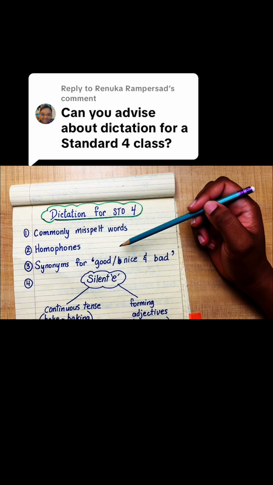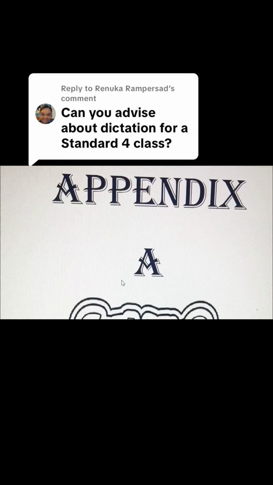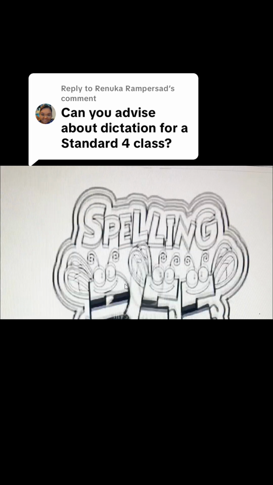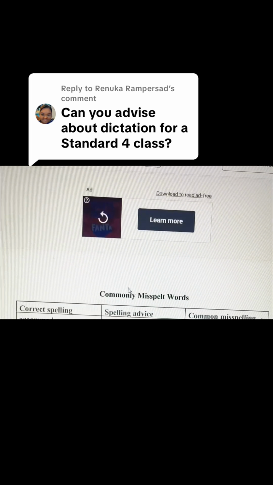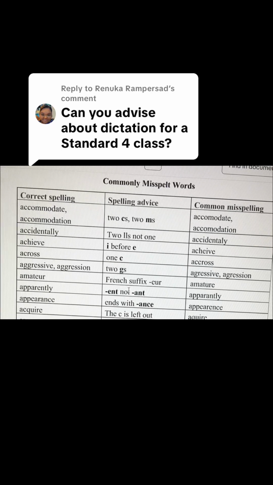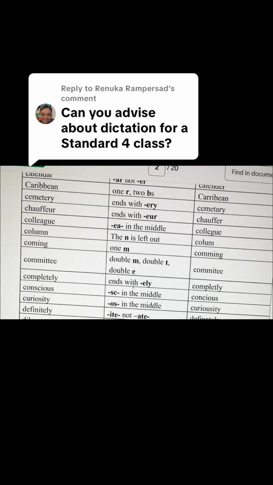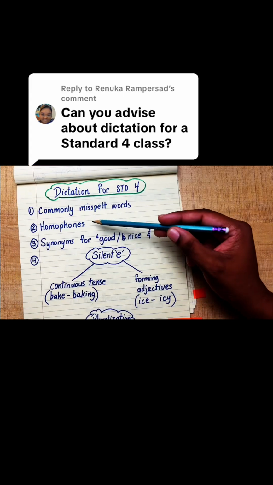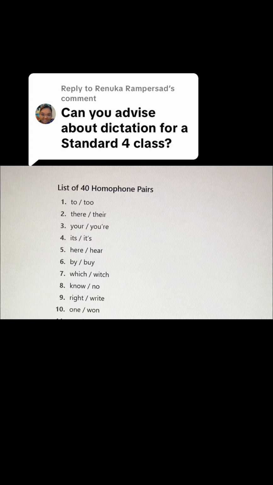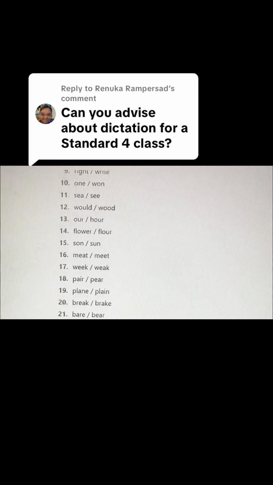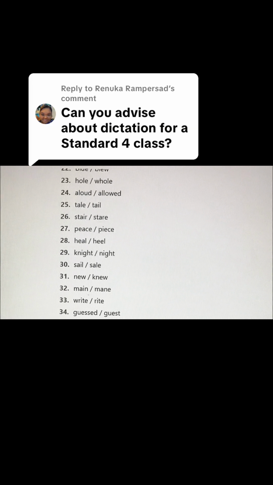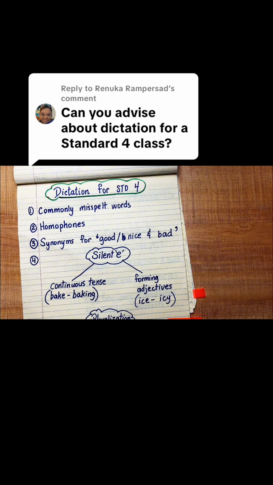So your commonly misspelled words, the Ministry of Education, they prepared a document that has commonly misspelled words, so you can use these to input into ChatGPT. I also do homophones, so you're gonna input into ChatGPT high frequency homophones for whichever grade. Now, since this is for prep 4, standard 4, you're going to go a level up, and I actually go 2 levels. I go to grade 6.